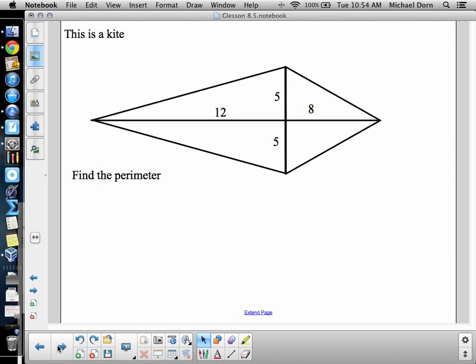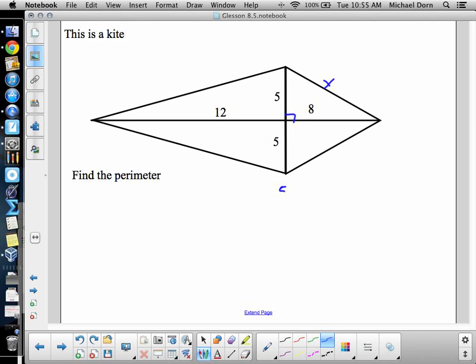Find the perimeter of the kite. Problem with the perimeter of the kite here is we don't know any of the sides, do we? But I do know that these are right triangles. So Pythagorean theorem is in play. And fortunately, these two triangles are congruent and these two triangles are congruent, so I only have to do Pythagorean theorem twice.